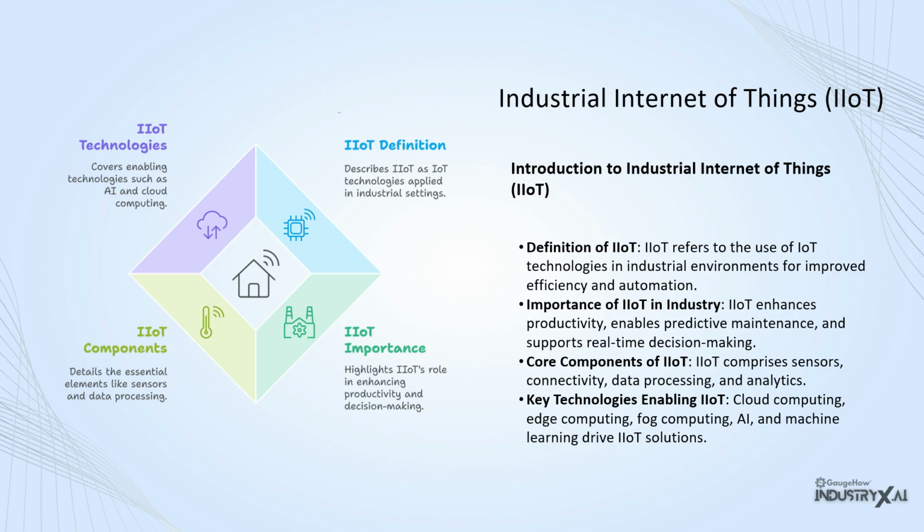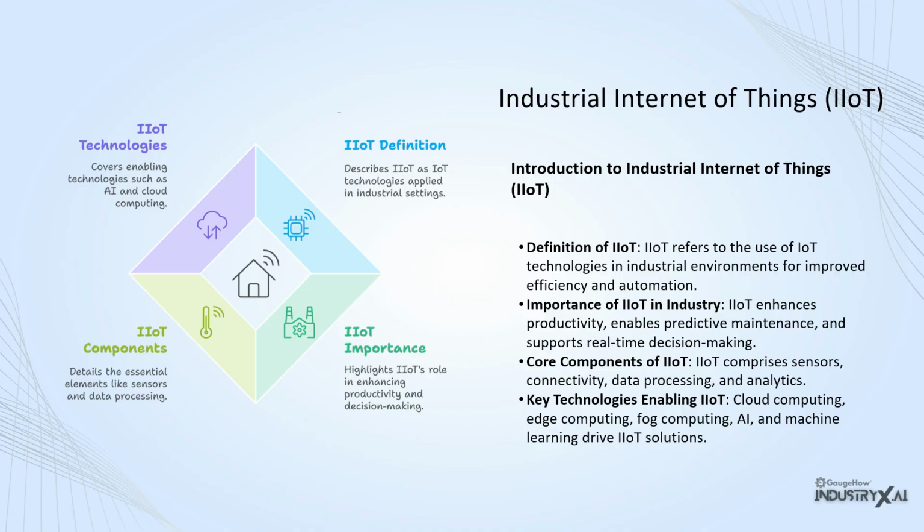So if you start with the definition of it, IIoT refers to the application of IoT technologies like sensors, connectivity, data processing, etc., specifically within industrial settings to boost efficiency, automation, and real-time monitoring. So, unlike consumer IoT like smart home devices, IIoT focuses on heavy-duty environments where reliability, security, and scalability are essential.